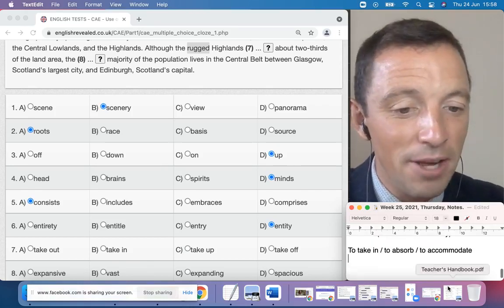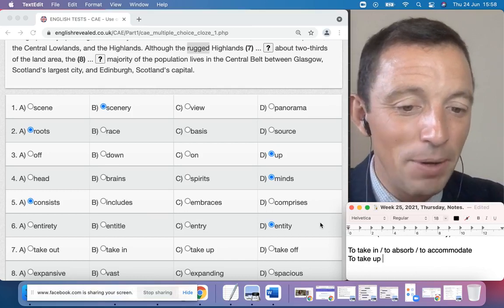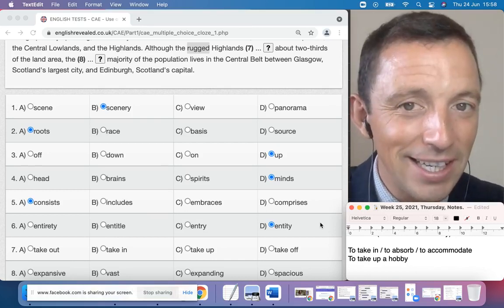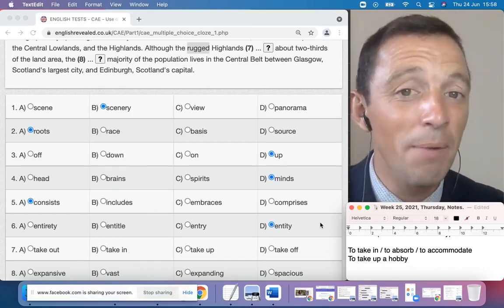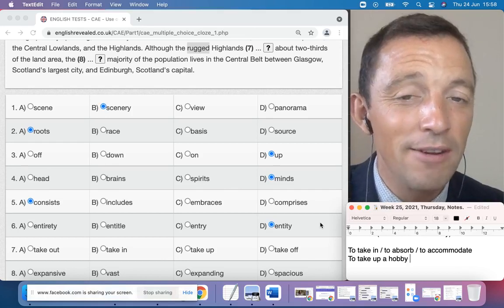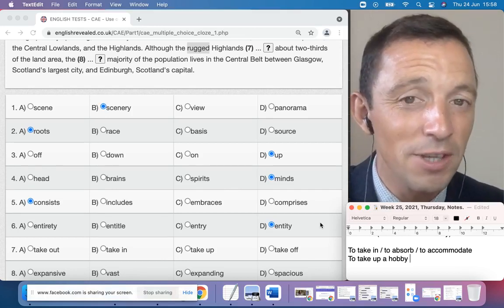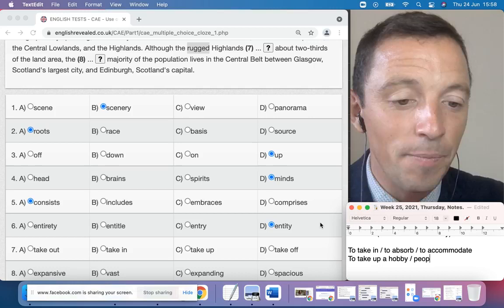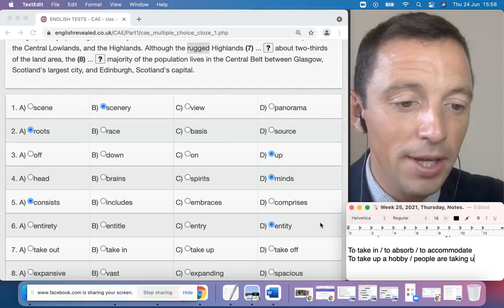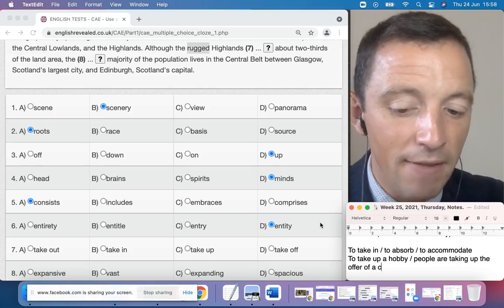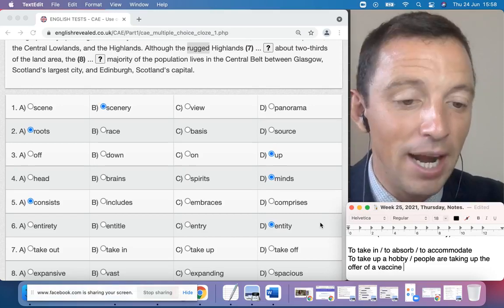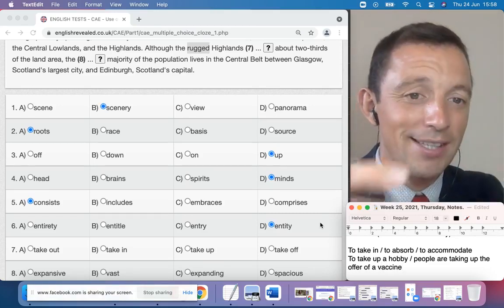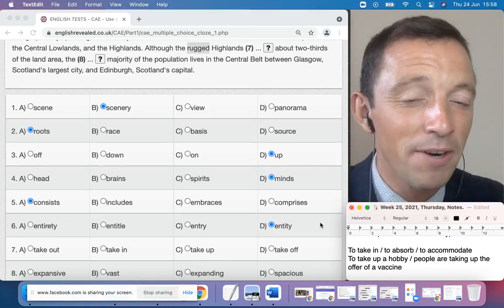Take up is very, very important, and the typical is with starting a hobby. So if you take up a hobby, you start a hobby for the first time. That's the first possibility. For example, the vaccine. People are taking up the offer of a vaccine, and that means people are accepting, people are taking up, they are accepting the offer of a vaccine.